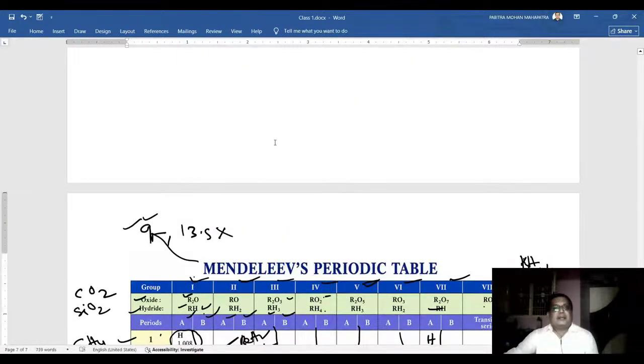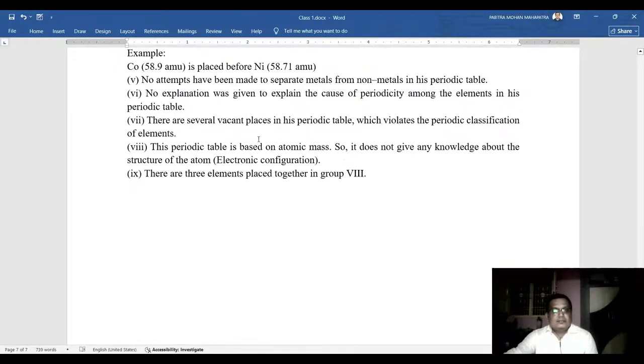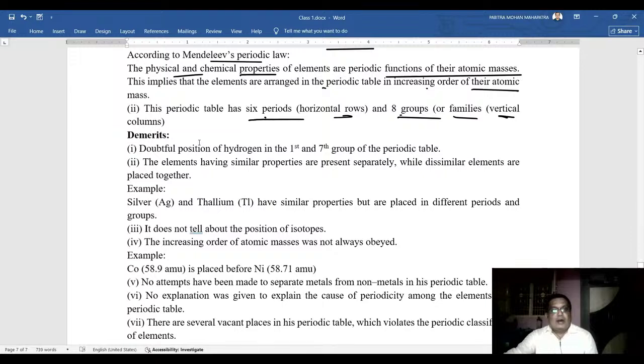So the first demerit: doubtful position of hydrogen in the first and seventh group of the periodic table. You can place hydrogen in the first group, or you can place hydrogen in the seventh group. This is the doubtful position.